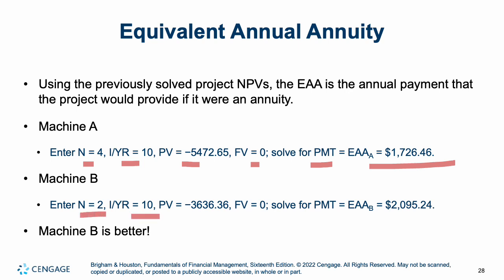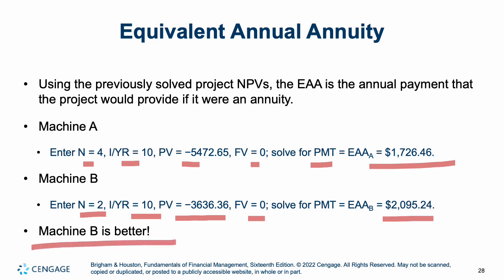2 years, cost of capital is the same. The present value you got before. Note both present values are negative because we would have to purchase it, and now we want to know what it's going to make us. Set 0 for the future value in both cases. Solving for payment, the EAA for machine B is more. Both the present value when we adjusted to 4 years was higher for machine B, and the EAA is higher as well. So it means machine B is better.